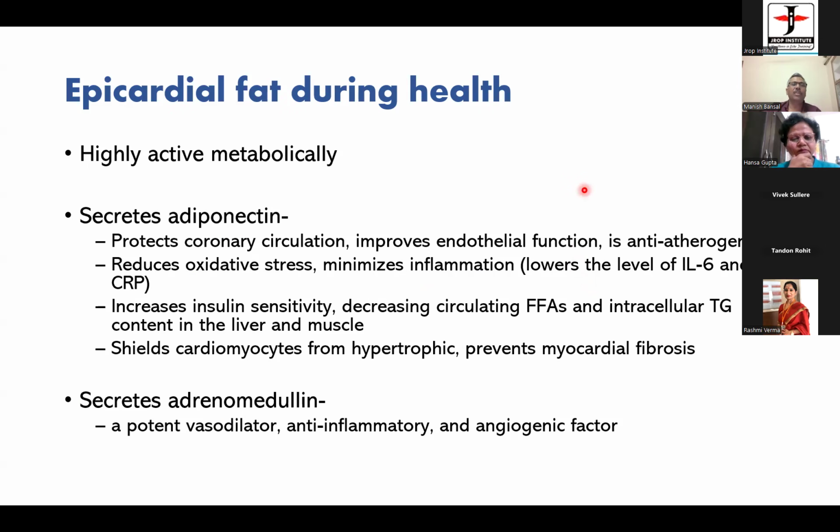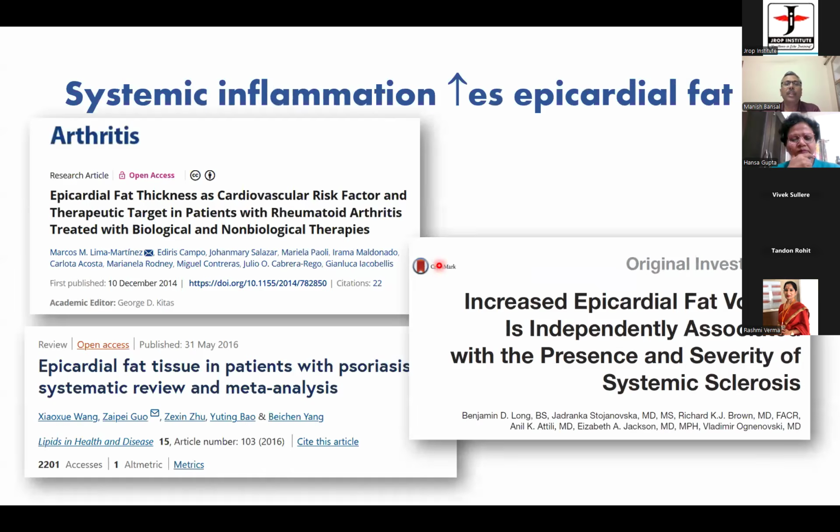But one thing which I would like to emphasize here is that in healthy individuals, epicardial fat secretes a number of neurohormonal substances, especially adiponectin and adrenomedullin. Both have various favorable effects on inflammation, oxidative stress, myocardial function, endothelial function, coronary function, and so on. But when there's disease, when there's accumulation of epicardial fat, this changes.